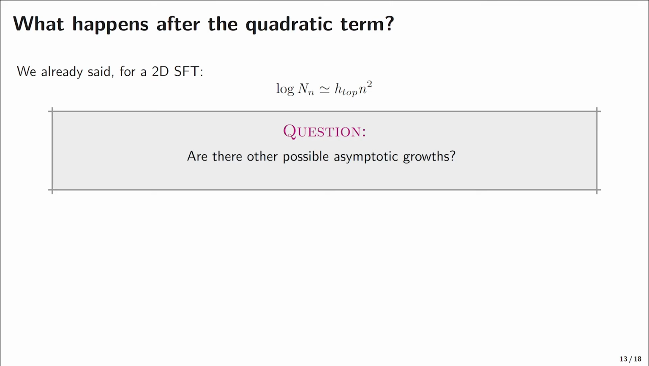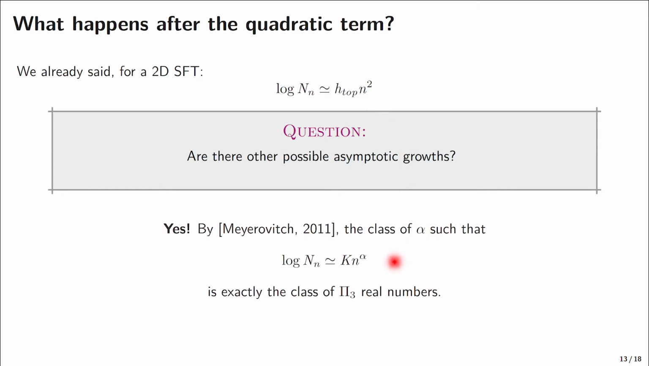Now, what is the surface entropy? As we already mentioned, for two-dimensional subshifts, the complexity function can grow at most quadratically. And the entropy is the quadratic coefficient. But what are the other possible values of its asymptotic growth? I mean, what are the different possible values of alpha here, such that the complexity function can grow in this way?